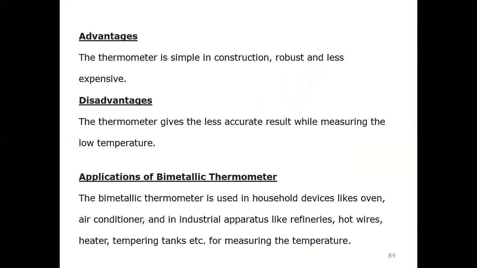The bimetallic thermometer is used in household devices like ovens and air conditioners, and in industrial apparatus like refineries, hot wires, heaters, and tempering tanks for measuring temperature.